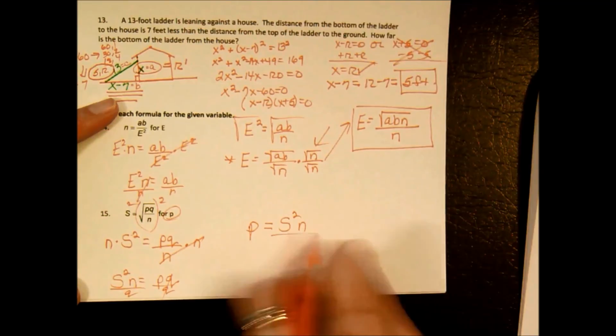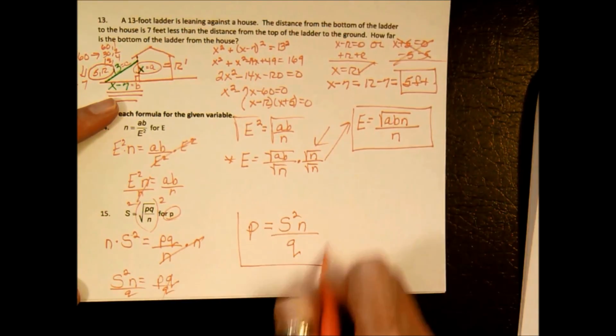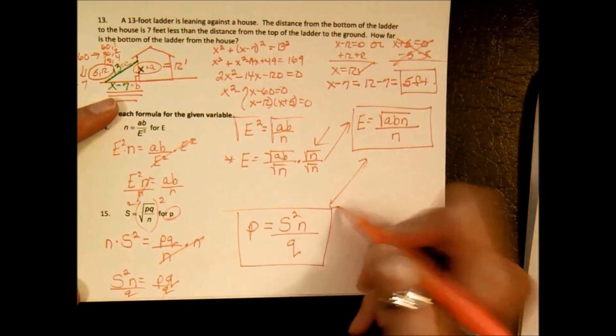I think this one was a little bit easier than this one because I didn't have to do any rationalizing of the denominator on this last one.